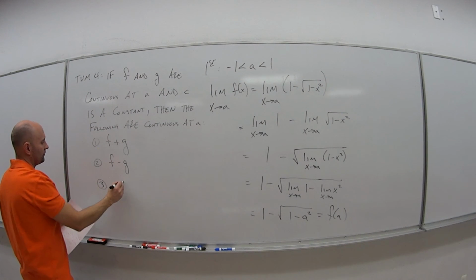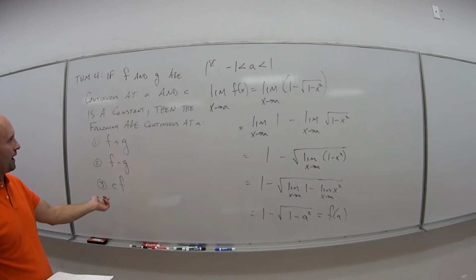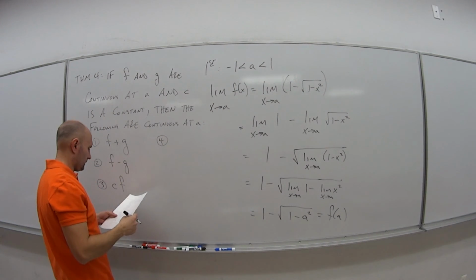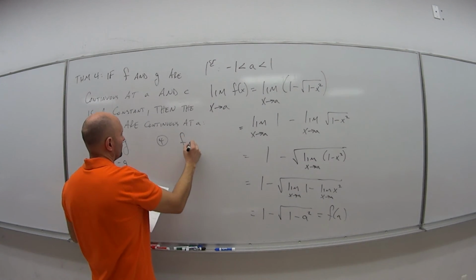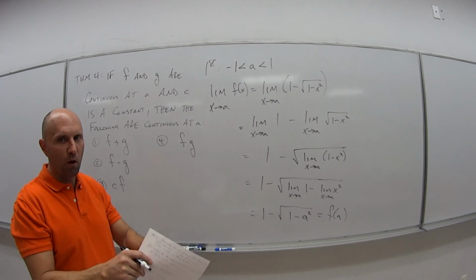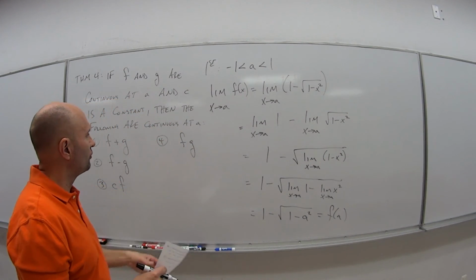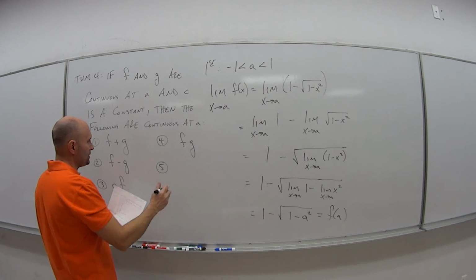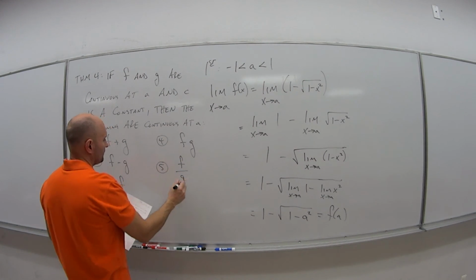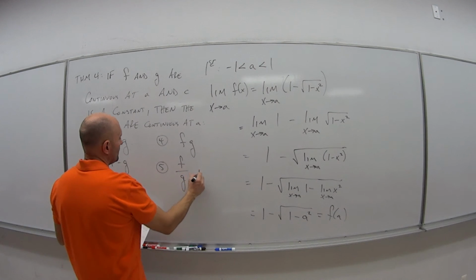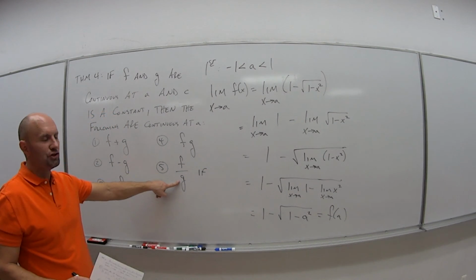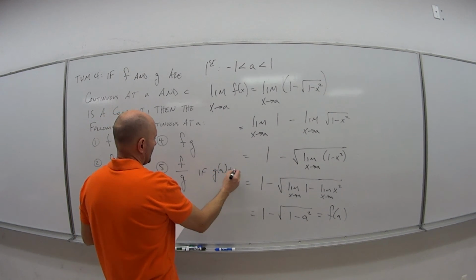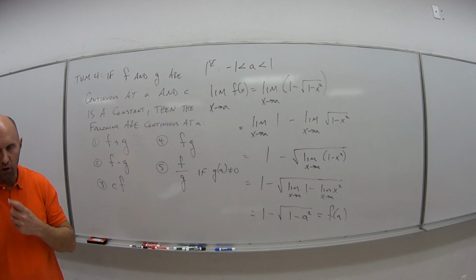If we have this constant c times f, that's also going to be continuous. If we have the product, so we take these two functions and multiply them together, they are still going to be continuous at A. And lastly, the ratio. If I have the function f divided by the function g, we have this function g that's now in the denominator. So g at A cannot be 0, otherwise it would make this undefined.